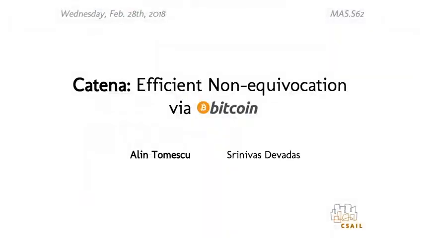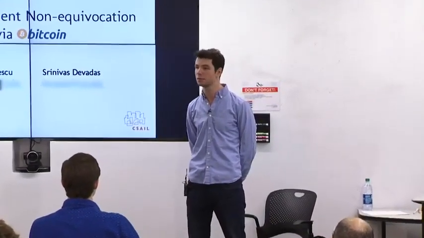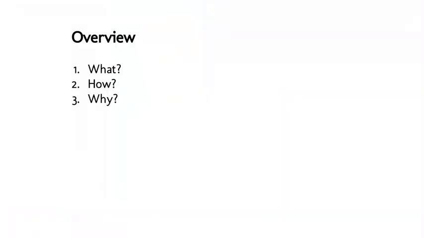And Catena is a really nice way of using Bitcoin to build append-only logs. Bitcoin itself is an append-only log, and a lot of people have been using it to put data in it. And I'll describe a really efficient way of doing that and its applications. And if there's time, we'll talk about attacks and maybe colored coins and some other stuff. We'll talk about the what, the how, and the why, and that's the overview of the presentation.